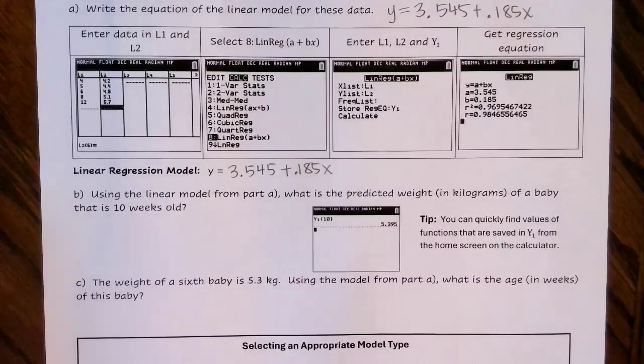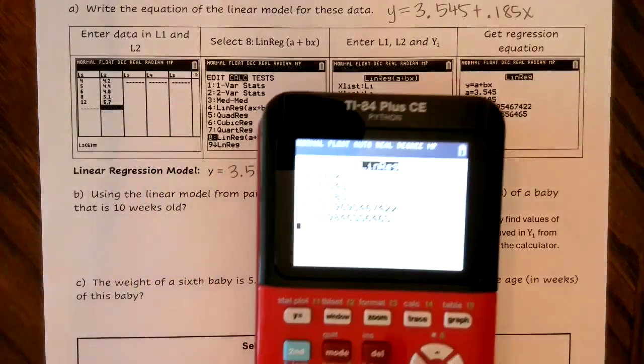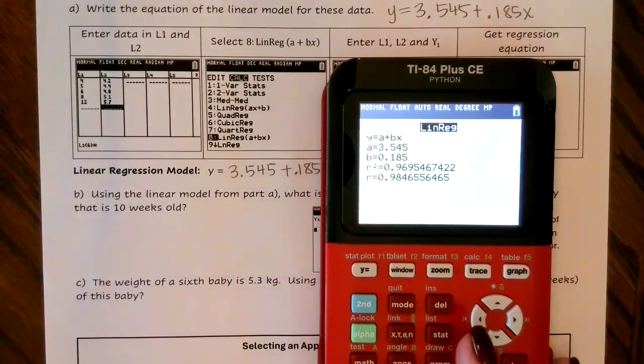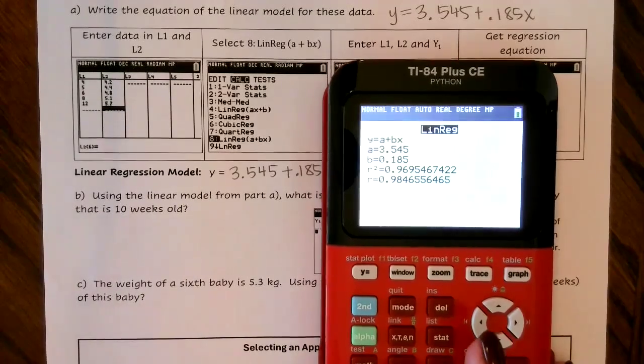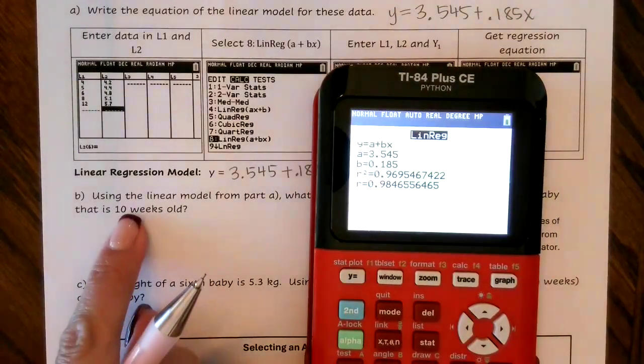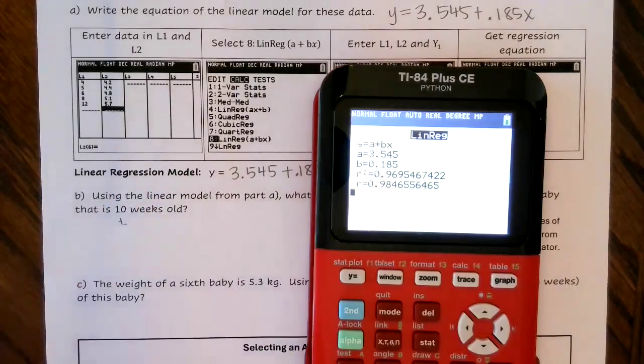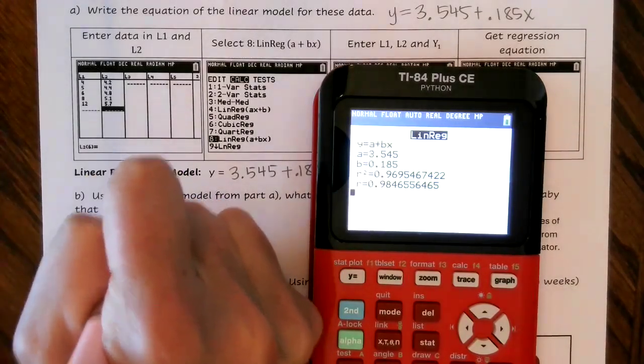Now, it says using the linear model from part A, what is the predicted weight in kilograms of a baby that is 10 weeks old? So I want to show you how to do that on there. Since we went ahead and stored our equation, and 10 weeks old, that is the T. So T is equal to 10 is what it's telling me.